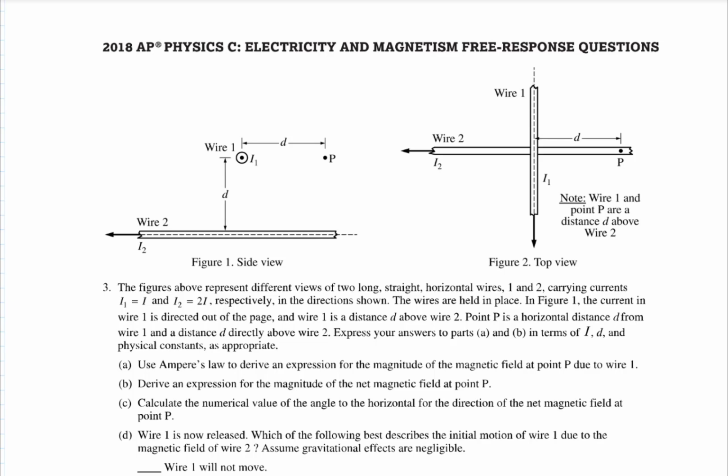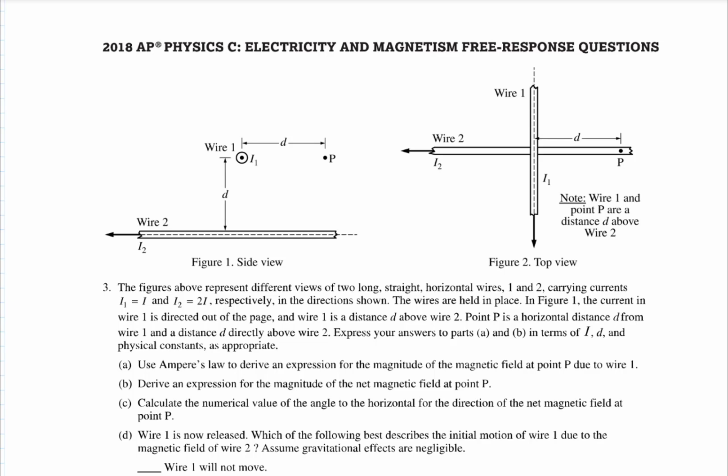So let's jump in. We have two figures here. One is wire 2, with current I2 running to the left, and wire 1 running into the page with current I1 running out of the page. So that's the side view of what's going on. And then in the top view, you can see wire 2 with current running to the left, wire 1 with current running down, but they are not sitting on top of each other. They're separated by a distance of d. So that's what those two diagrams give you.